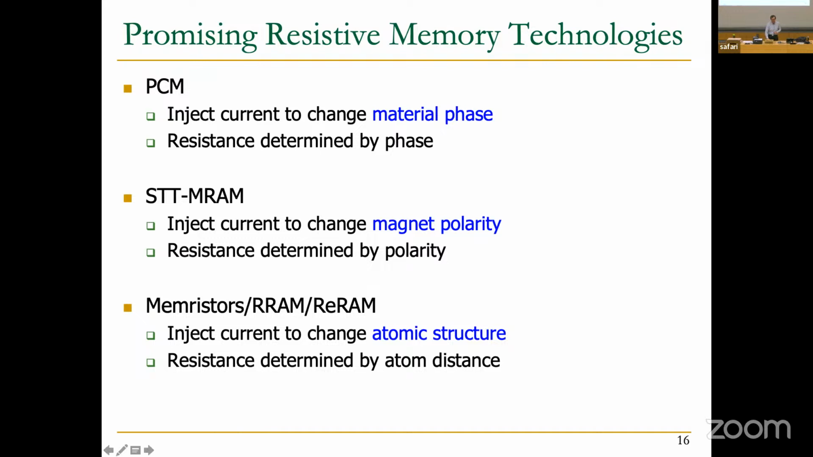And in memristors, RRAM, ReRAM, some other memory technologies that are also interesting, you inject current to change some atomic structure of the material. And in some cases, for example, resistance is determined by atom distance. So you can see that these are very different mechanisms to store data and also read data. I can also add more over here, like people are actually looking at some sort of glass-based memory storage technologies, I should say. These are interesting memory technologies because these can potentially replace main memory, DRAM.